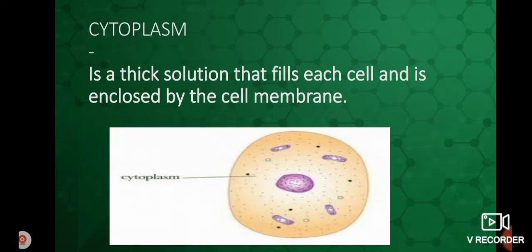The next one is cytoplasm. It is a thick solution that fills each cell and is enclosed by the cell membrane. When we talk about this part, it is like a gel fluid inside the cell. It is the medium for chemical reaction. It provides a platform upon which other organelles can operate within the cells.